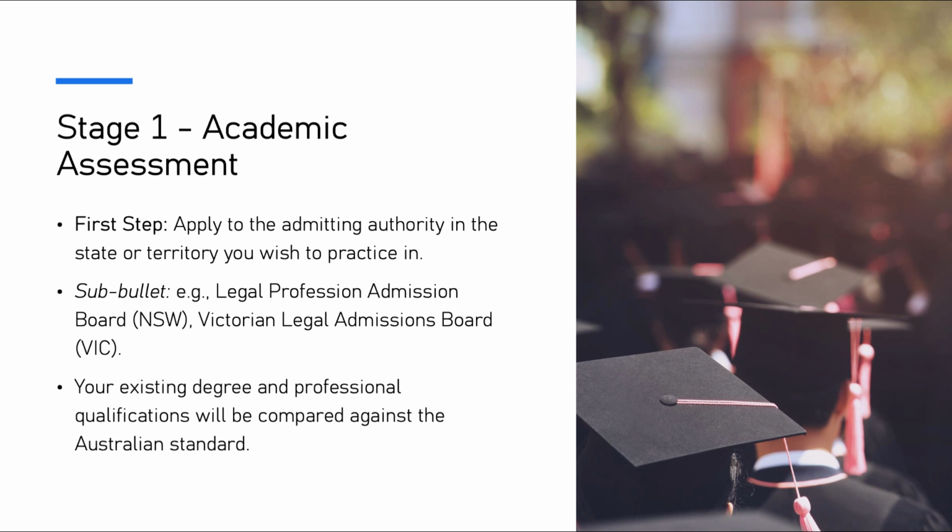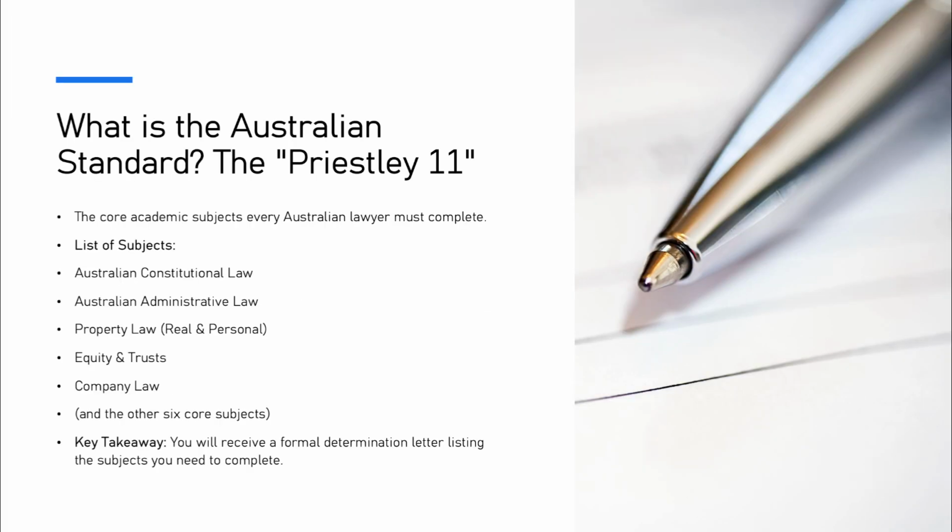These bodies, such as the Legal Profession Admission Board in New South Wales or the Victorian Legal Admissions Board, will evaluate your academic transcripts and any professional qualifications against the national standard. This standard is known as the Priestley 11. These are the 11 core areas of knowledge required for an Australian law degree. They include subjects such as Australian constitutional law, administrative law, property law, equity and trusts, and company law.